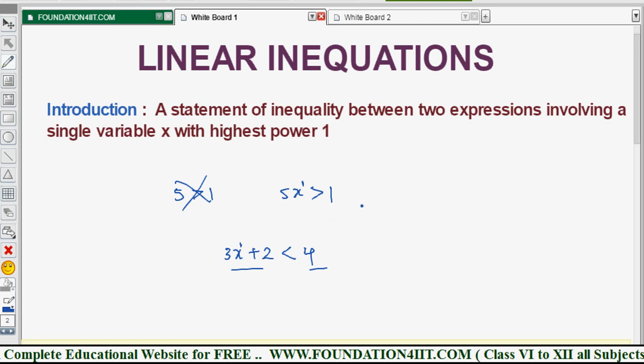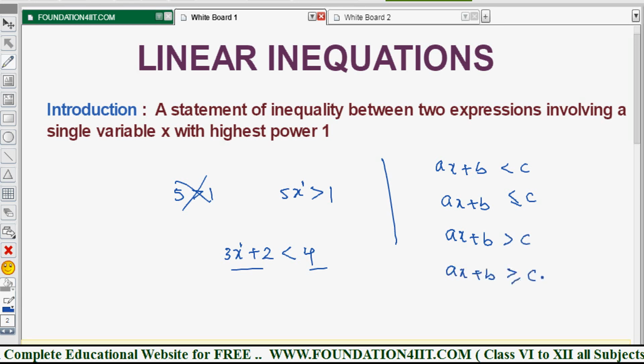There are some general forms of linear inequations. The general forms are like ax plus b less than c, or ax plus b less than or equal to c. There are four general forms. And the third one is ax plus b is greater than c, and ax plus b is greater than or equal to c. Okay, these are the general forms.